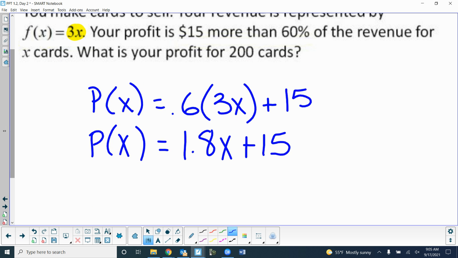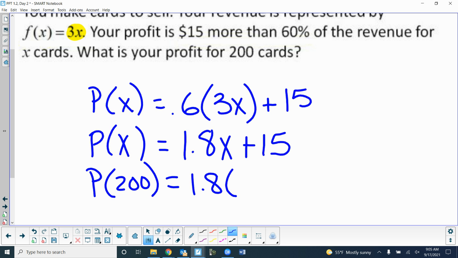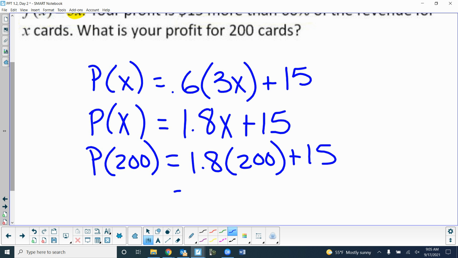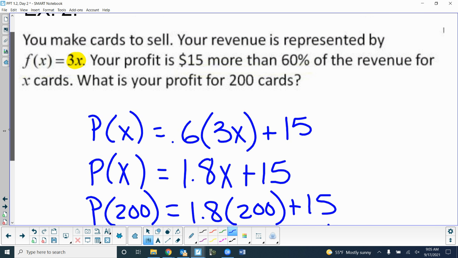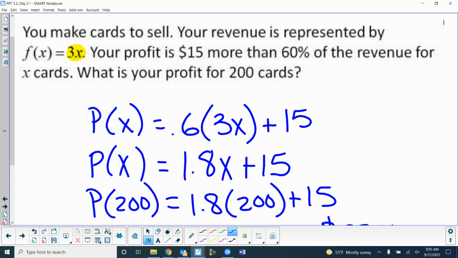So what do we put in for x this time? 200, right? Because we made 200 cards, and we want to see what the profit will be. And that comes out to 360 plus 15, which would be $375. Okay? So, again, when we see a percent, you're just moving that decimal point 2 to the left when you write it in your equation or your function.